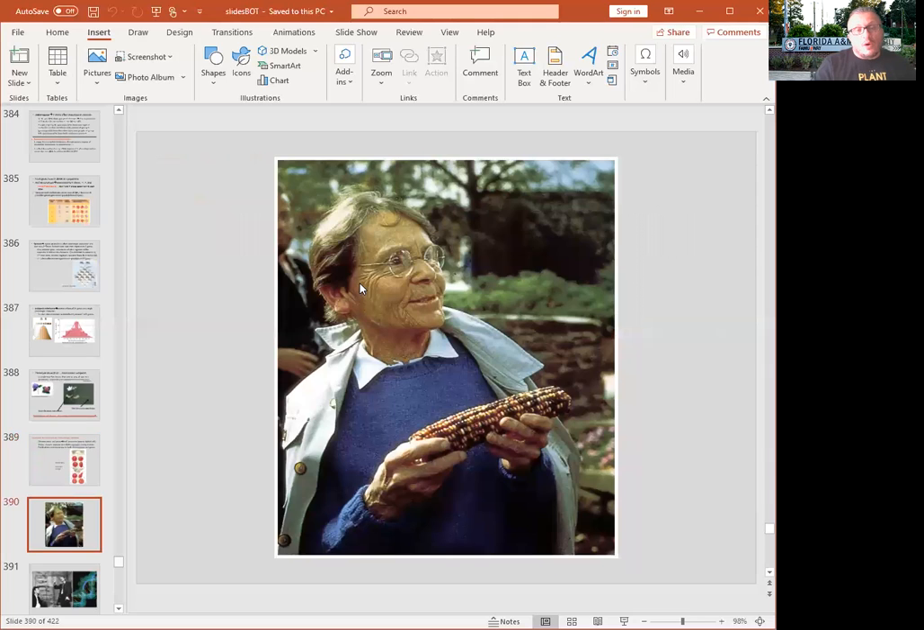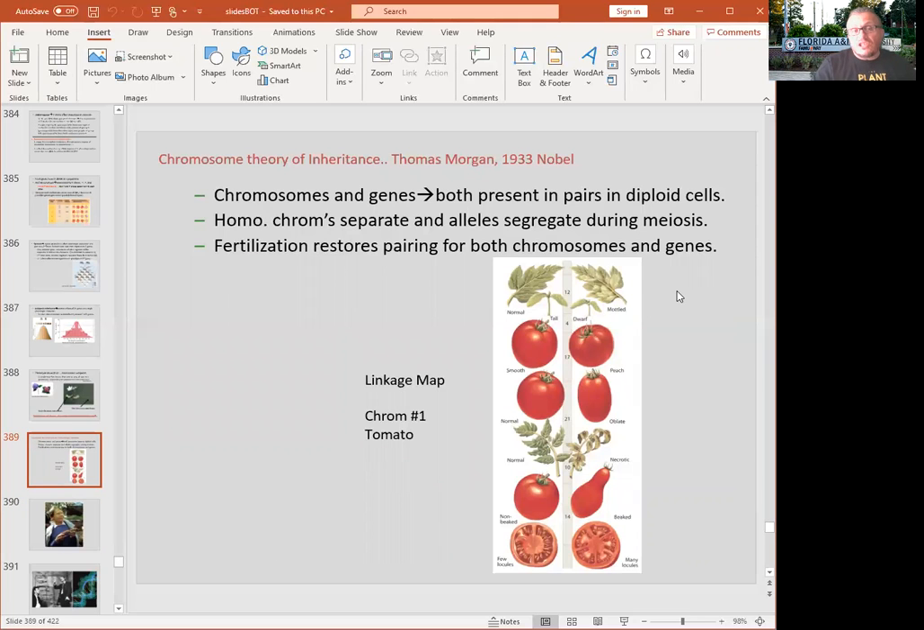And we also have linked genes in plants, which means they are on the same chromosome, like you see in this tomato, chromosome number 1. Every gene you see here is linked because they are on the same chromosome, and they don't follow Mendelian genetics. This was also confirmed in Thomas Morgan's experiments, 1933 Nobel Prize.